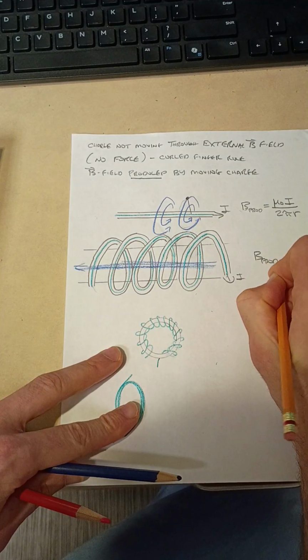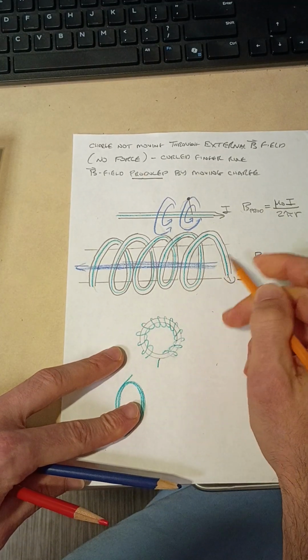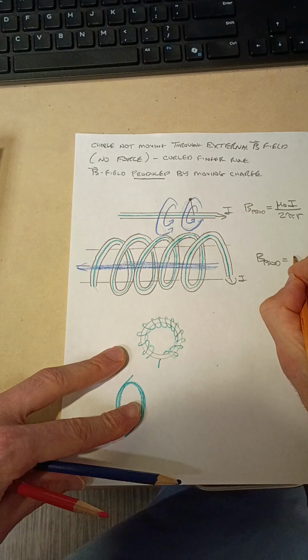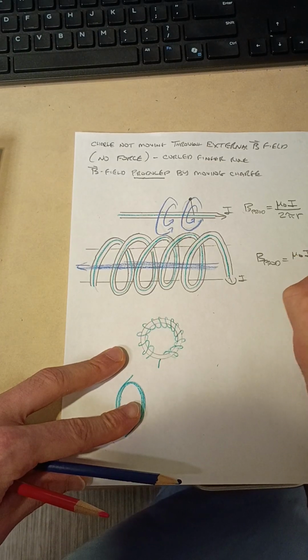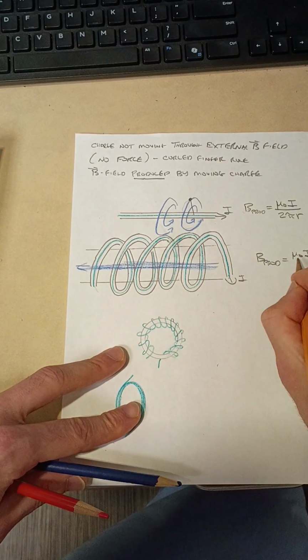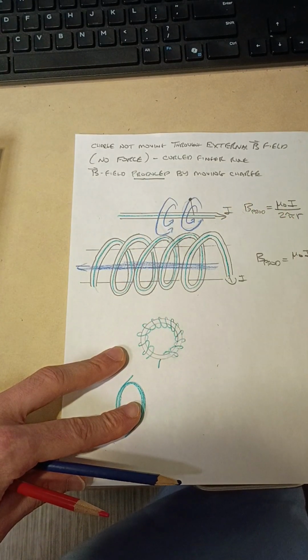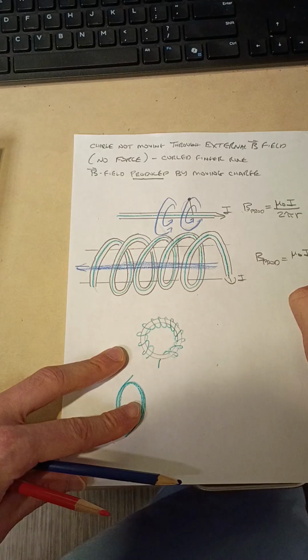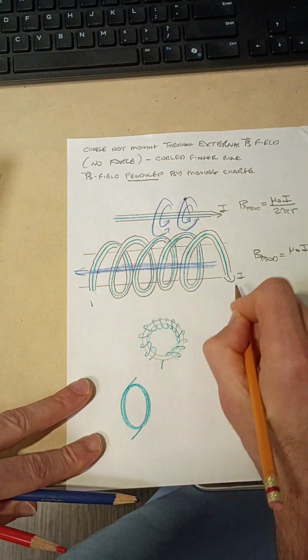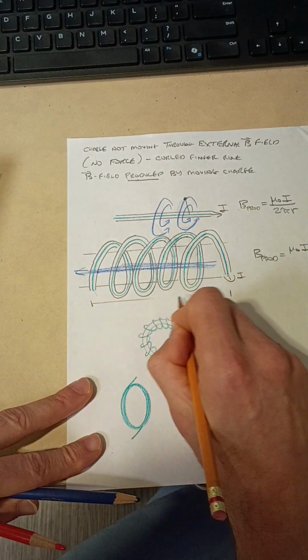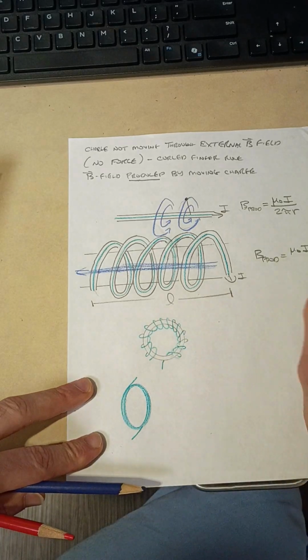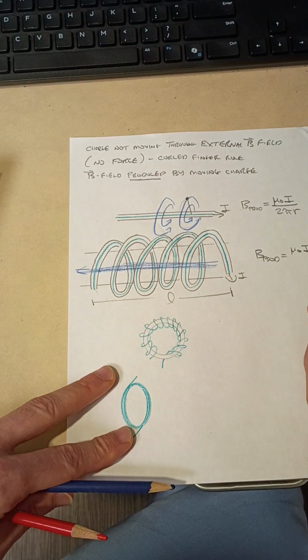Magnetic field produced, this is for a solenoid. It is going to be mu sub naught times I, that's always in the mix, times the number of turns, right? There's like 5 here, but number of turns times the length of this solenoid. So divided by its length, I'm sorry.